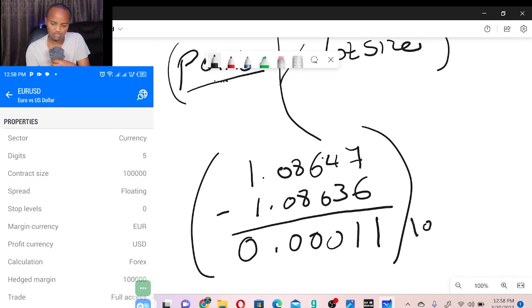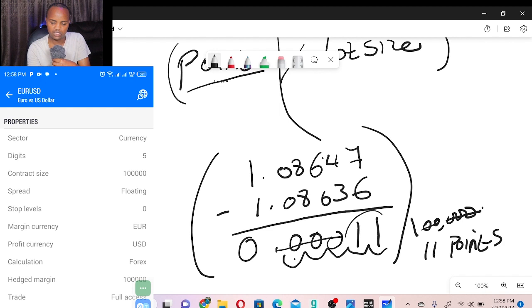So you just multiply this times 100,000, okay? So what do you get? We have these three zeros, carrying three zeros, and we have these two decimals carrying. So we have 1, 2, 3, 4, 5, okay? So we have 11 points. If you multiply that, then you're just going to get 11 points, okay?